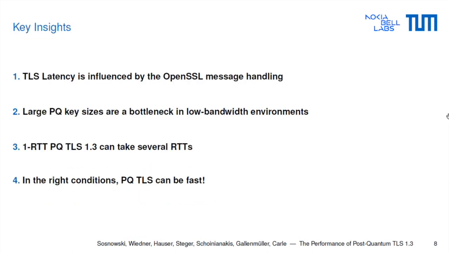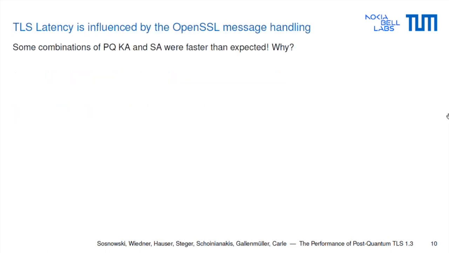I'm not going to show you all of our results, just four key insights that we have learned and find quite interesting. First one is how the latency can be influenced by the message handling of OpenSSL. Second one is about low bandwidth environments where the large post-quantum key sizes become a bottleneck. Third one is how the one RTT TLS handshake can actually take up several round-trip times. And lastly, that in the right conditions, post-quantum TLS is fast. Okay, let's get to the first insight.